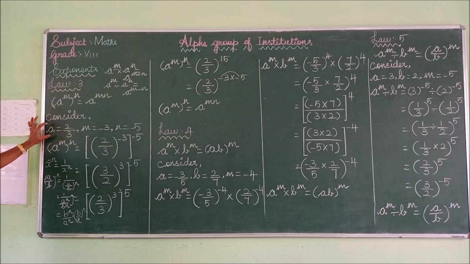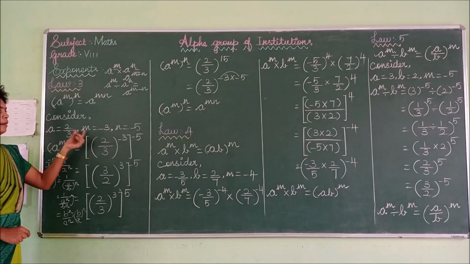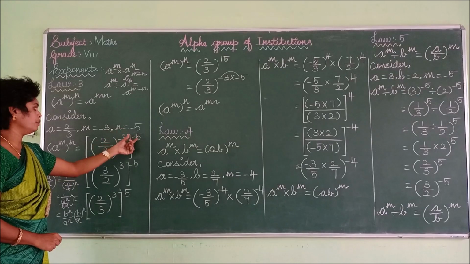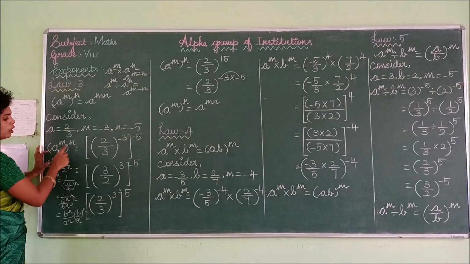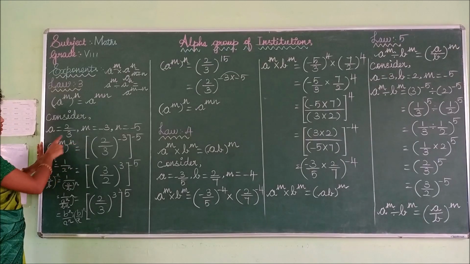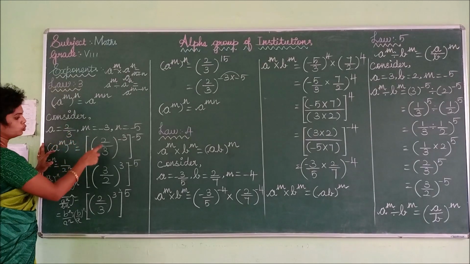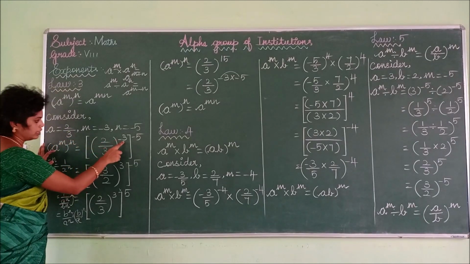Consider, so we have to take this one. a equal to 2 by 3, m equal to -3 and n equal to -5. So what is the left hand side? (a^m)^n, which is equal to, what is the a here? 2 by 3. So (2/3)^-3.